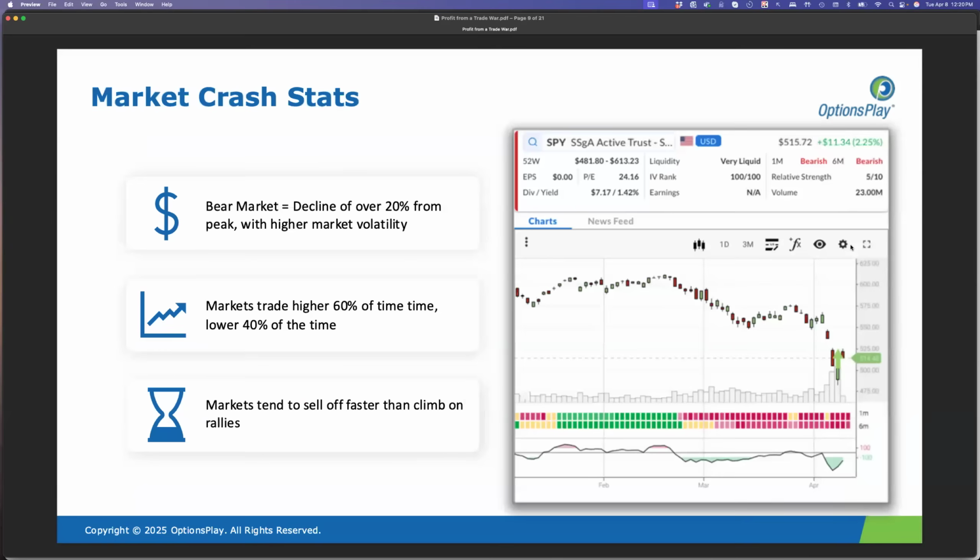So let's just talk a little bit about bear market stats here. A bear market is defined by a market that's dropped by more than 20% from the peak with higher market volatility.